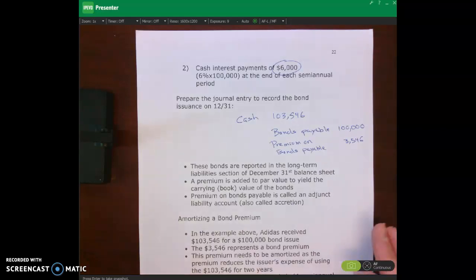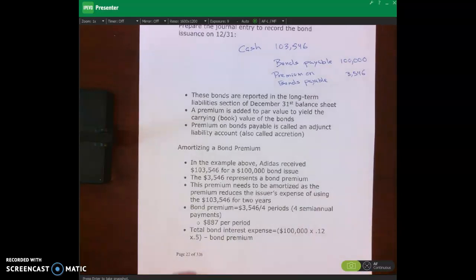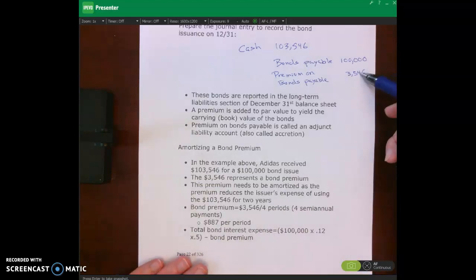Okay? So now what we want to do is talk about how to amortize that bond premium, similar to what we did with amortizing our bond discount. And we also want to talk about how to record bond interest expense with a premium. We talked about how to record bond interest expense with the discount. Now we're going to talk about how to record bond interest expense with a premium. Okay, so we do the same thing. Look at the bond premium. The total amount is $3,546.